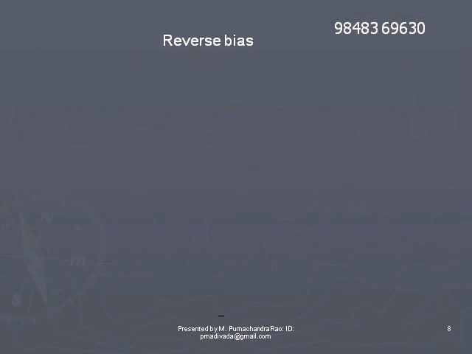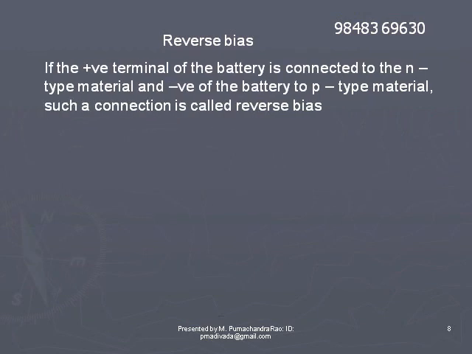Reverse bias. The positive terminal of the battery is connected to the n-type material, and the negative terminal of the battery is connected to the p-type material. Such a bias is known as reverse bias. Reverse bias means connecting the positive terminal to the n-type material and the negative terminal to the p-type material.